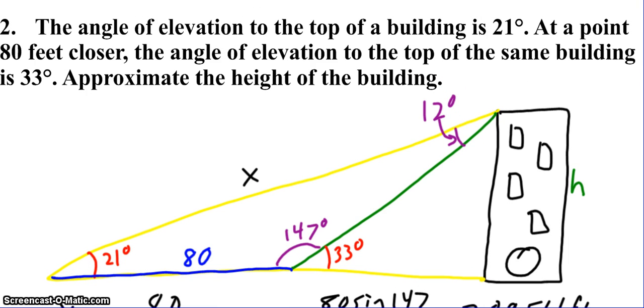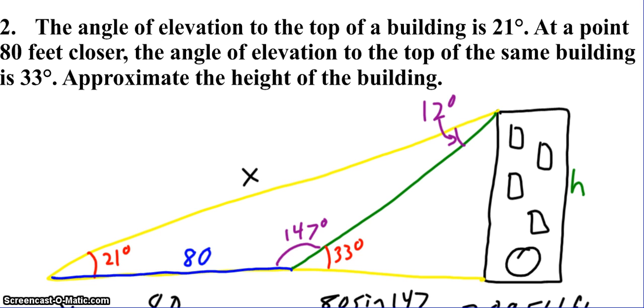Alright, so here you can see I drew my picture, and then I found a few other angles, so I knew that the supplement of 33 is 147, 180 minus 147 minus 21 is 12, and so I solved for this side here, the hypotenuse, which I called x. There are other ways in which you could have gone about this problem. This is what I chose to do.